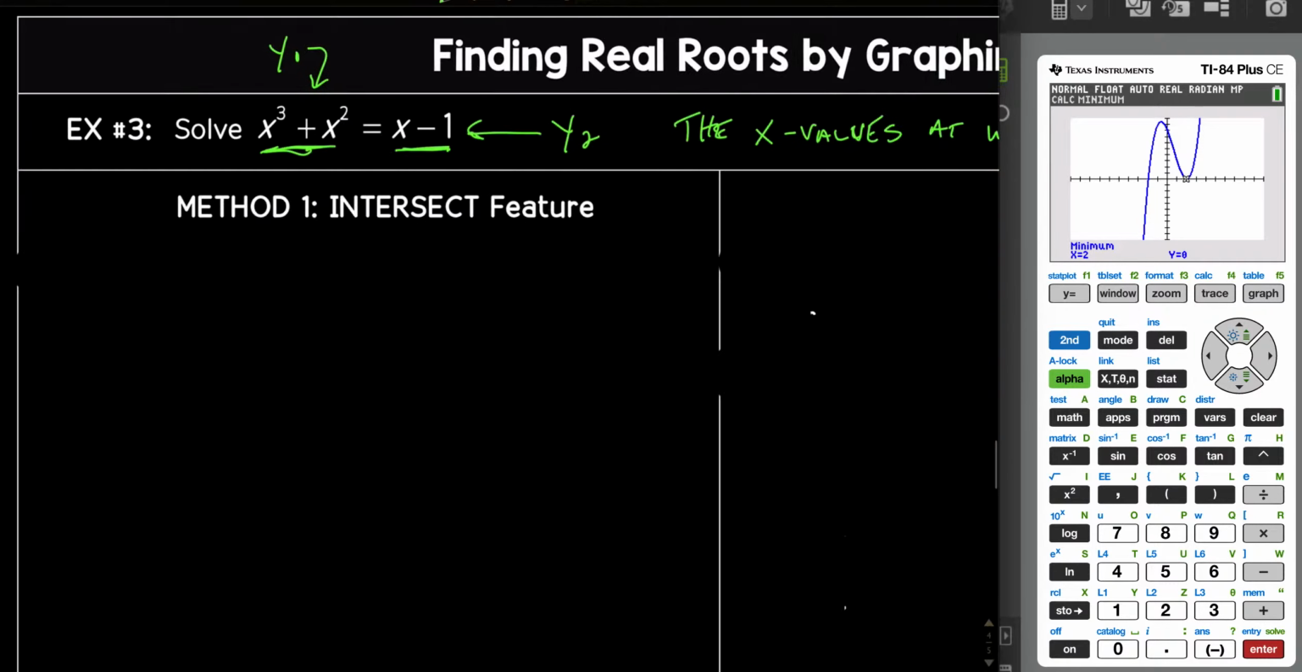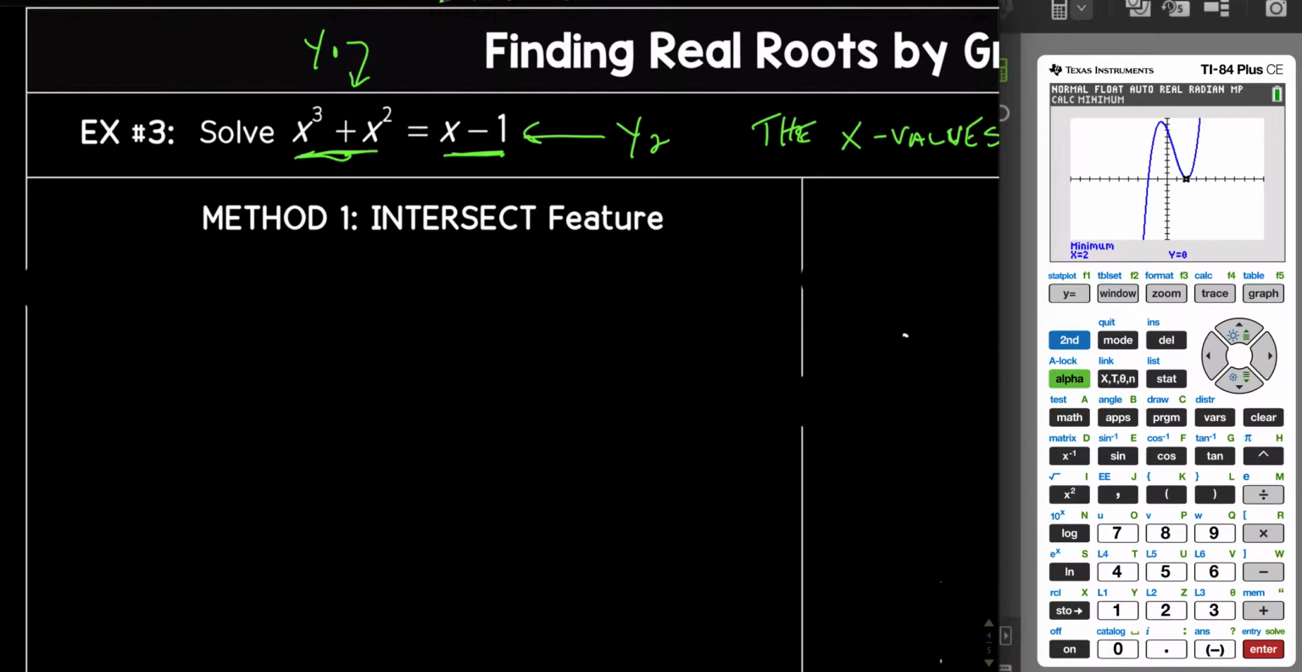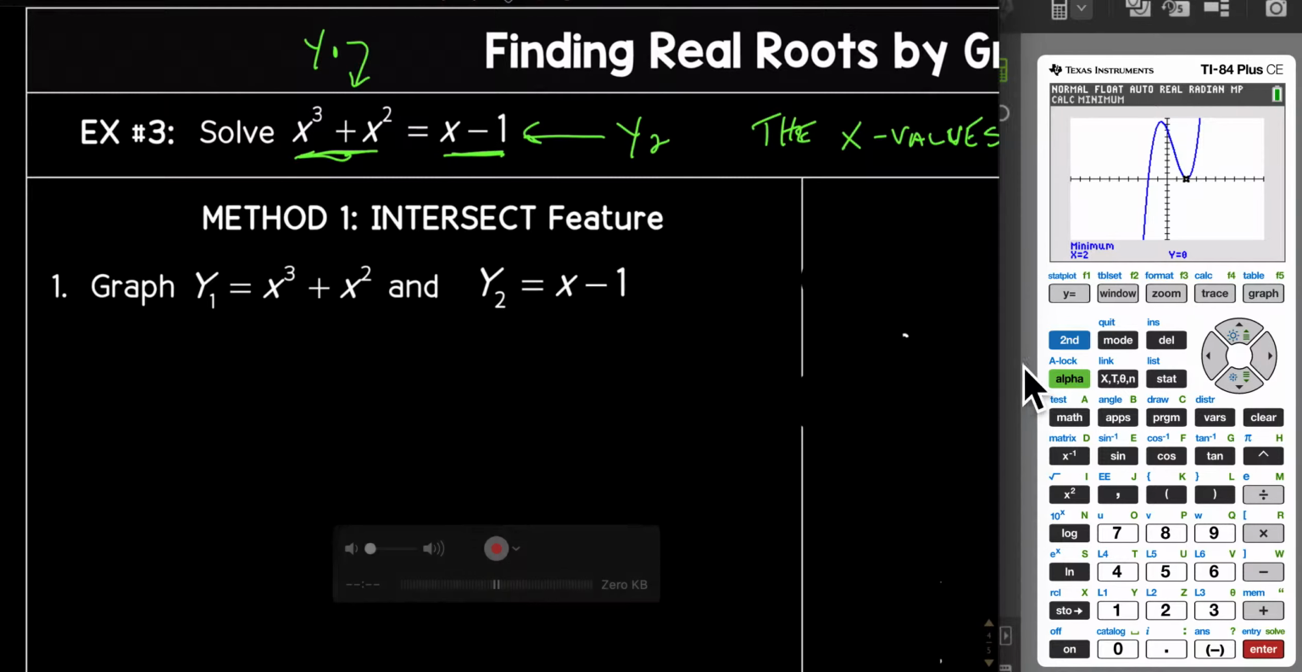All right, so what we want to do is treat those as two different equations, and the x-coordinates where they intersect, those are the solutions, okay? So let's look at our method 1, the intersect feature. First, I want to graph them in y1 and y2, each side of the equation.